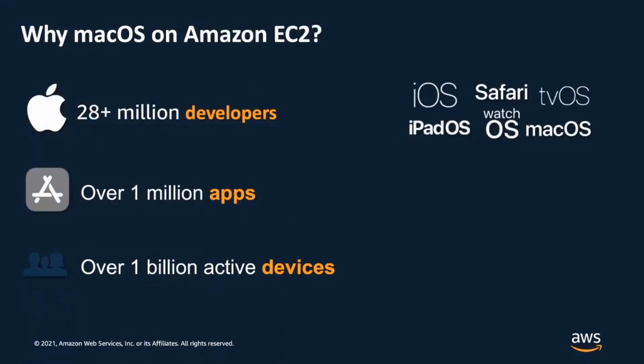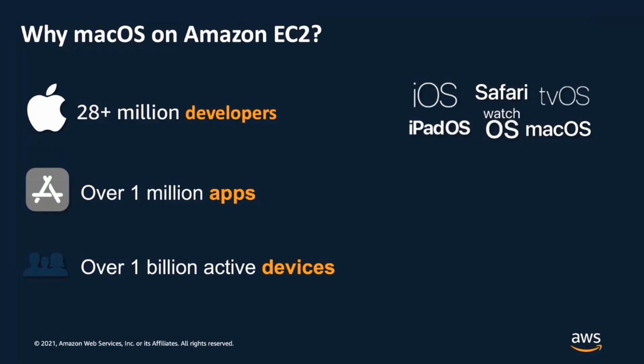So let's talk about why we went about building EC2 Mac instances to support running macOS on EC2. As many of you know, today we have more than 1 billion active Apple devices and millions of apps available on the app stores. There is a thriving community of over 28 million developers worldwide who are creating great experiences through apps to delight their customers. Building apps for Apple platforms such as iOS, macOS, iPadOS, tvOS, watchOS, or Safari relies on tooling, frameworks, and APIs that are offered by Apple.